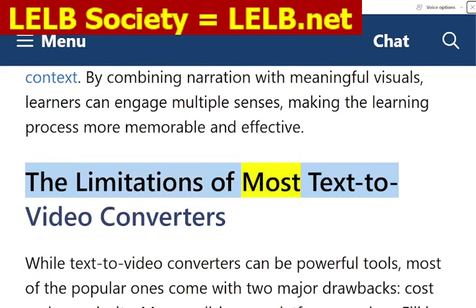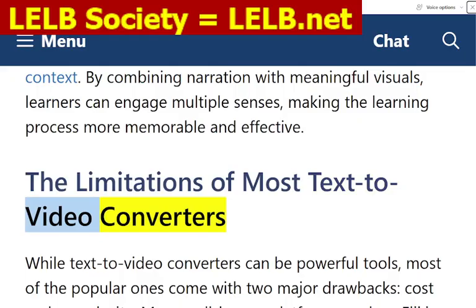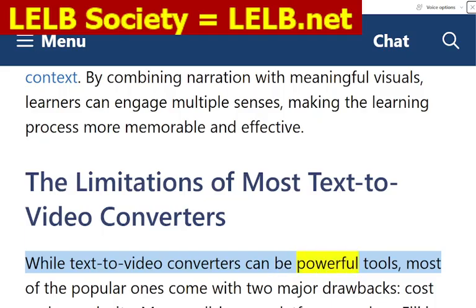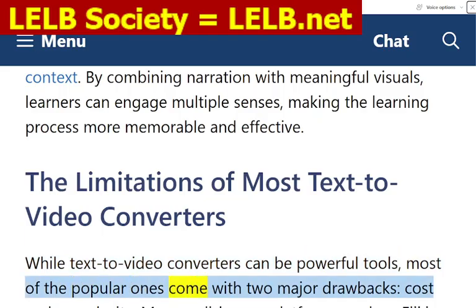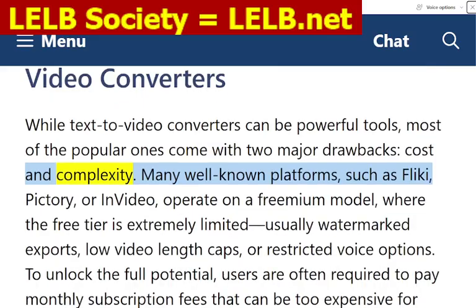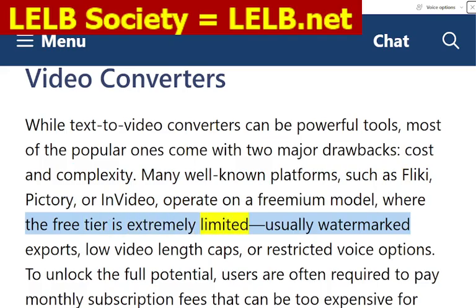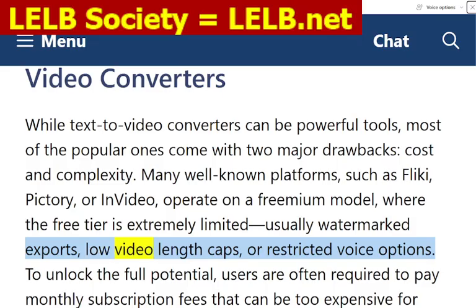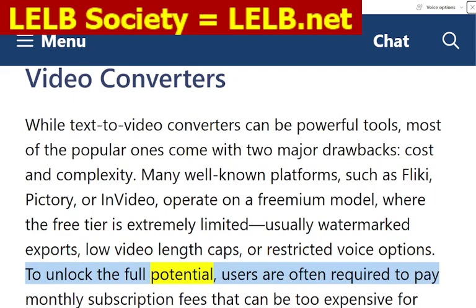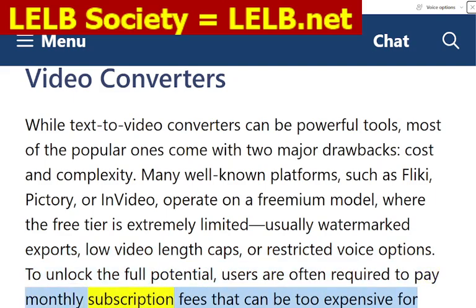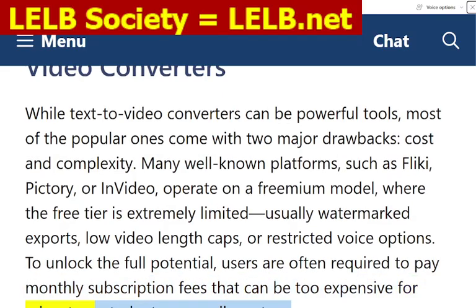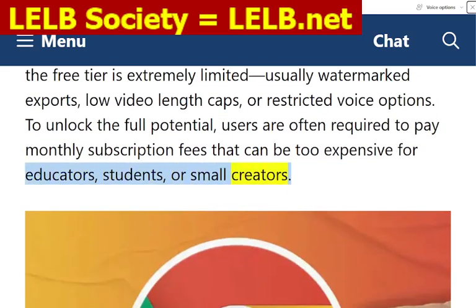The limitations of most text-to-video converters. While text-to-video converters can be powerful tools, most of the popular ones come with two major drawbacks: cost and complexity. Many well-known platforms, such as Fleeky, Pictory, or InVideo, operate on a freemium model, where the free tier is extremely limited, usually with watermarked exports, low video length caps, or restricted voice options. To unlock the full potential, users are often required to pay monthly subscription fees that can be too expensive for educators, students, or small creators.